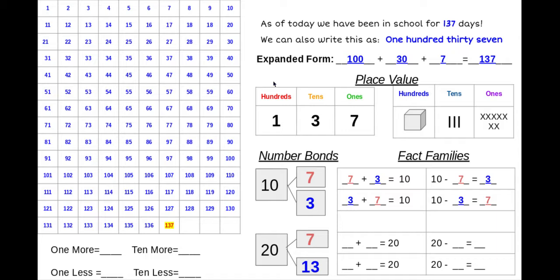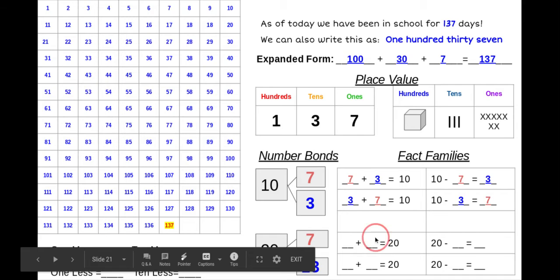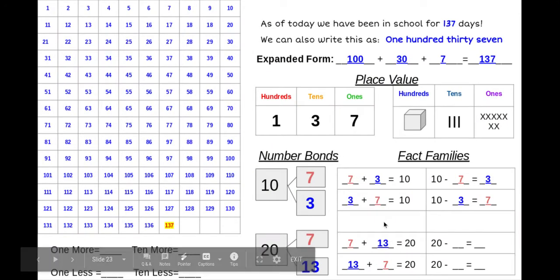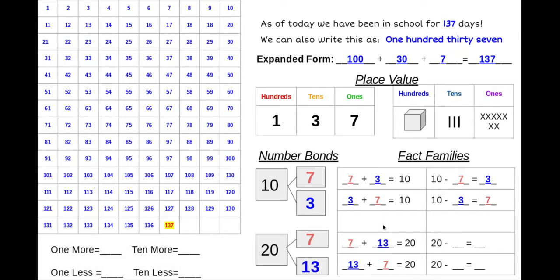13 plus, say it louder. 7. 7 equals 20. All right, let's see which one's first. 7 plus 13 equals 20. And 13 plus 7 equals 20. Good job. And we didn't change the number bonds on that one. Good girl. If you guys got those answers, pat yourselves on the back.